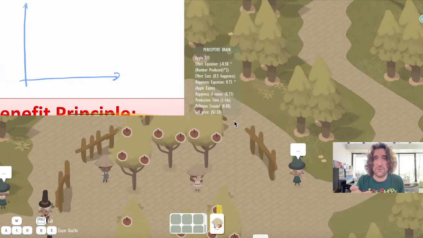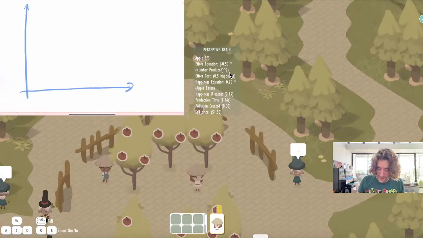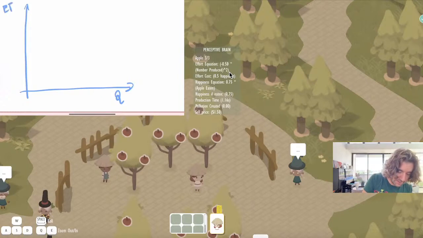Utility is the name, the jargon that we use in economics to express the idea of satisfaction, happiness. Working makes this character unhappy. And you can check the cost of this by looking at this equation. It's 0.5 multiplied by the number of units produced at the power 2. So let me just draw this graph to explain what's going on here. Imagine that this is the quantity of apples that we are producing, and this is the effort cost on this axis here.